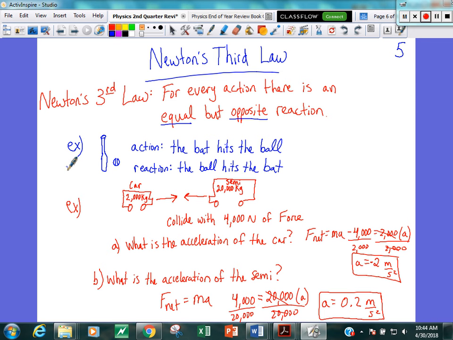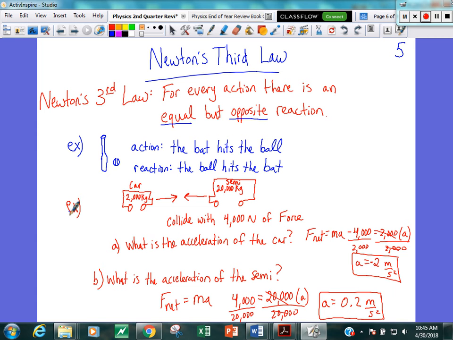Now guys, what if the bat puts a 1,000 Newton force on the ball? How many newtons of force will the ball put on the bat? The same, but opposite direction. It's still going to be a 1,000 Newton force, but in the opposite direction. Okay? And so I've got another example that quantifies Newton's third law.